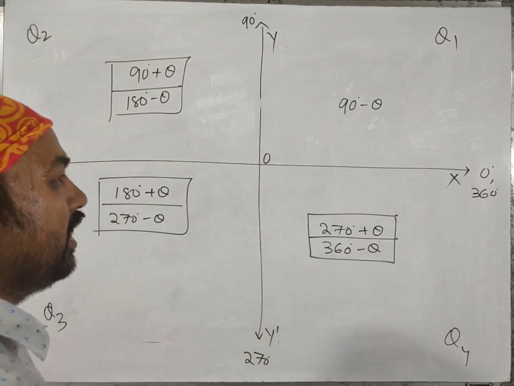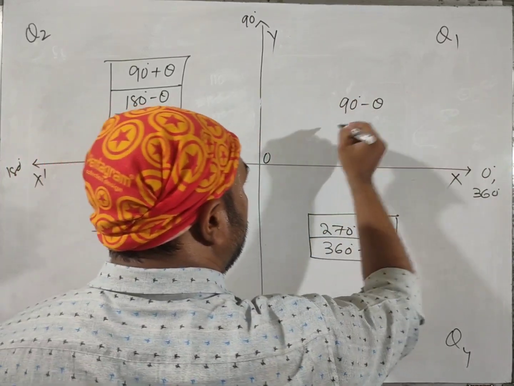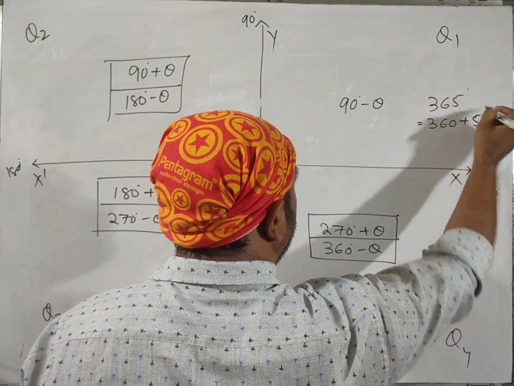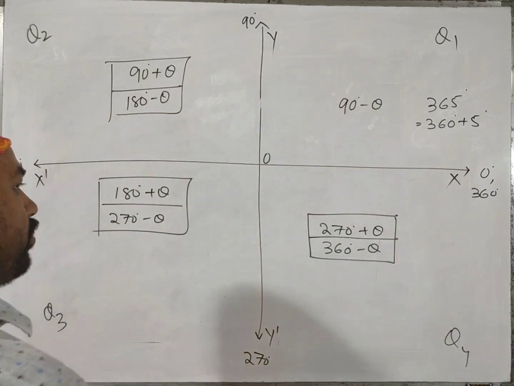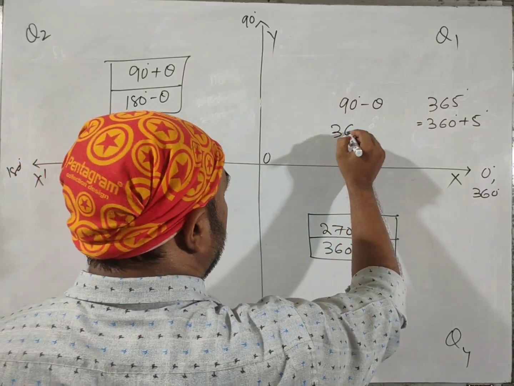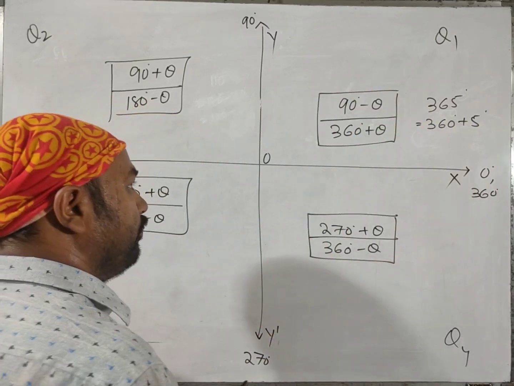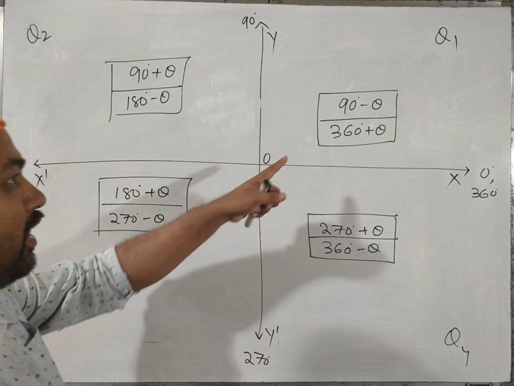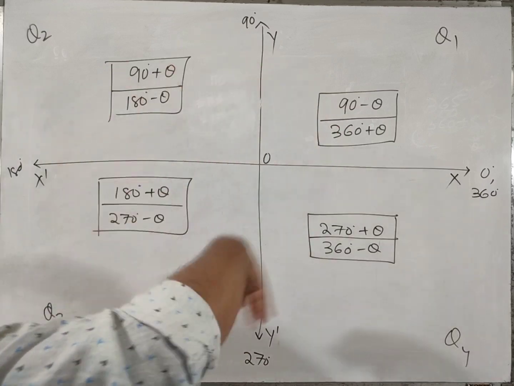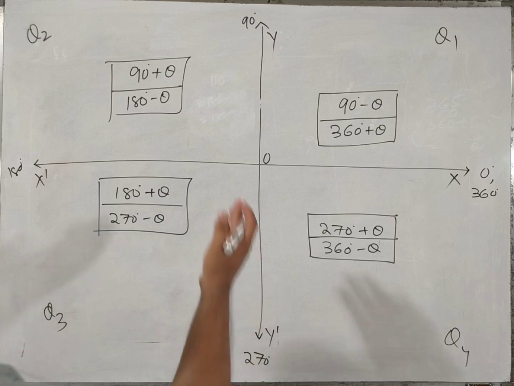After a complete rotation, if the angle again reaches the first quadrant, that means it is greater than 360 degree. Suppose the angle is 365 degree, then it will be 360 degree plus 5 degree. That means again it will lie in the first quadrant and it has completed a complete rotation. So again we can get 360 degree plus theta in the first quadrant. So in the first quadrant, the angles can be expressed either as 90 degree minus theta or 360 degree plus theta. Similarly, after 2 complete rotations, we will get a bigger angle. After 3 complete rotations, we will get another bigger angle.